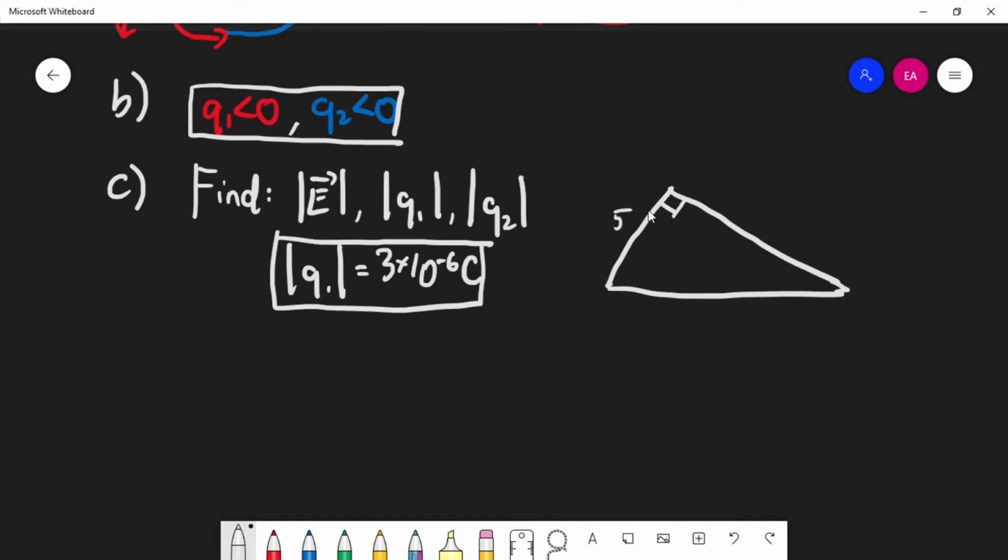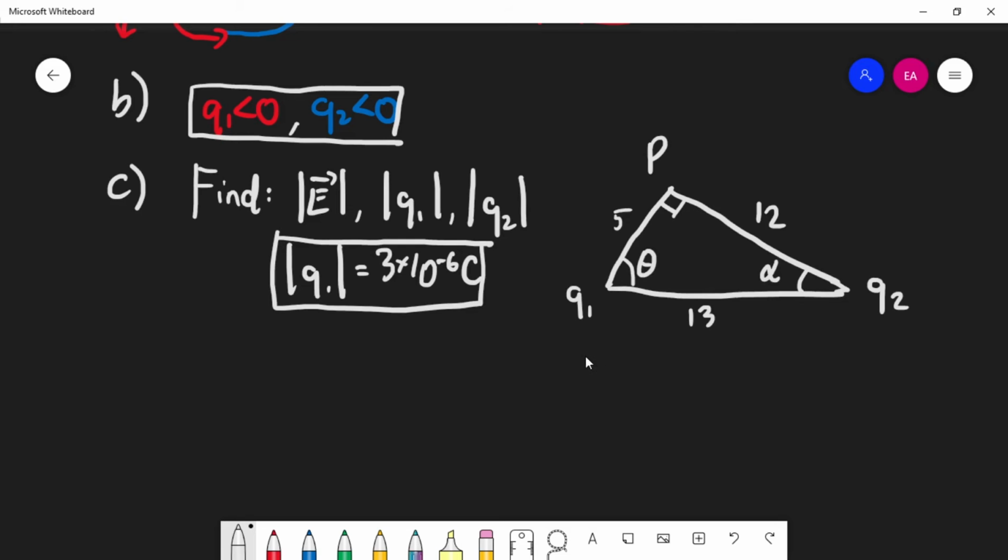This is 5, 12, and 13. All of them are in centimeters, so I won't place in the unit anymore. You see here Q1, Q2, and P. Now, if we rotate it, we would see that it is actually already a right triangle, or just by looking at this right angle, we would know that it's a right triangle. Now, we can assign this to be theta and this to be alpha.